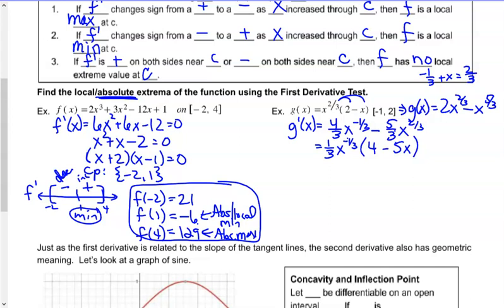Now, what are our critical points? Critical points here are what makes this 0, and what would make it undefined for your derivative.